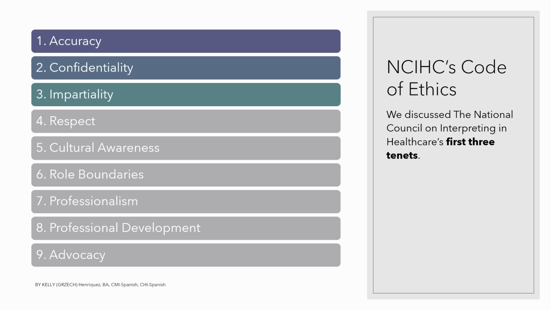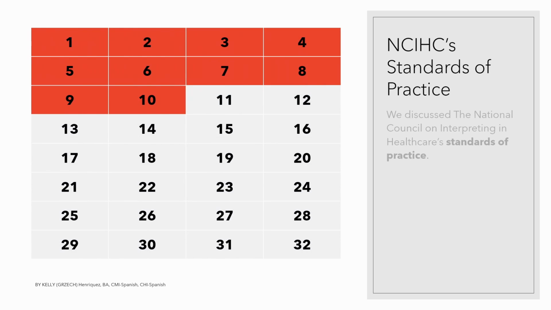So those are the first 3 ethical principles, and these are in the order of the way that they appear in the NCIHC standards of practice, not the order that they appear in the Code of Ethics, just to be clear. And we also covered the first 10 standards of practice, speaking of the standards of practice. So those cover accuracy, confidentiality, and impartiality.